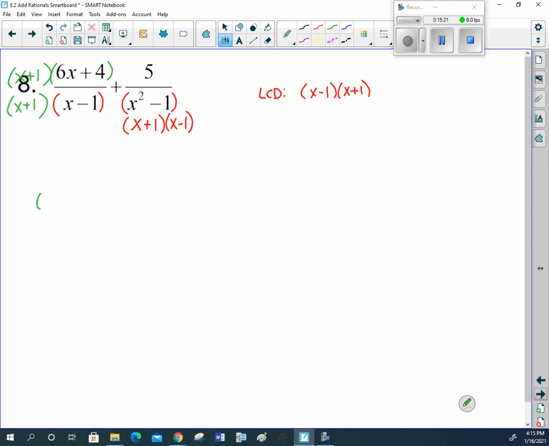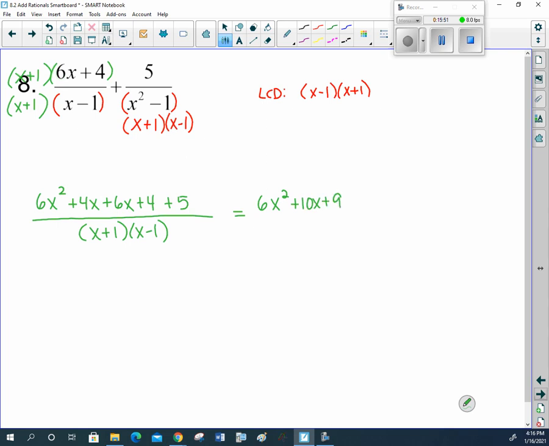X times 6x is 6x squared. X times 4 is 4x. 1 times 6x is 6x. And 1 times 4 is 4. Plus my 5. And that's all over, so I kind of skipped a step, guys. I'm writing it now as x plus 1 over x minus 1. That's my common denominator. So my final answer is going to look like 6x squared, combining all my like terms, plus 10x plus 9 over x plus 1 and x minus 1. And we'll go ahead and leave it like that.